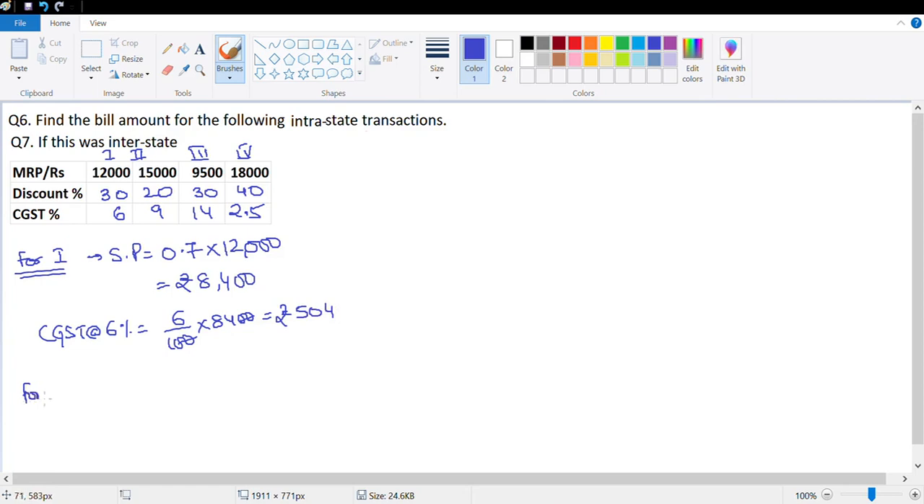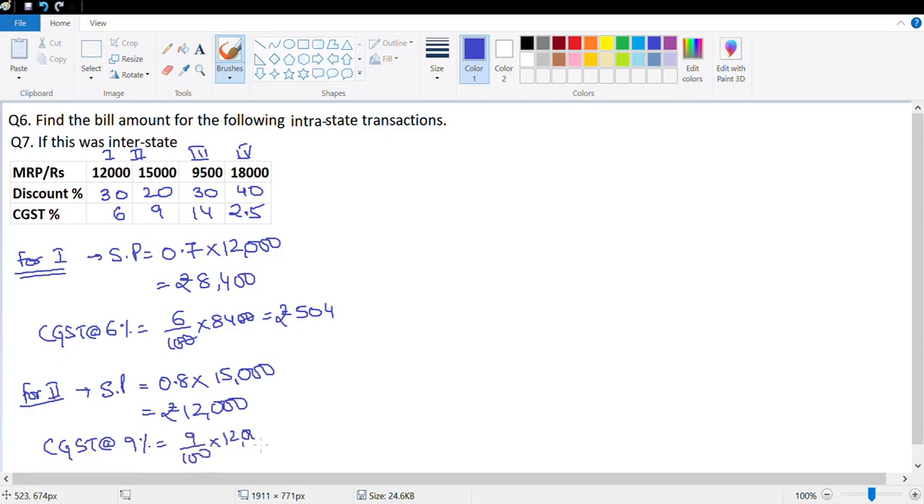Let's look at product 2. Our SP will be 20% discount, which means 80%, 0.8 into 15,000. So the SP will be equal to rupees 12,000. And the CGST will be at the rate of 9%, which means 9 upon 100 into 12,000, which will be equal to 12 into 9, that's 108 with another 0. So that's 1080.